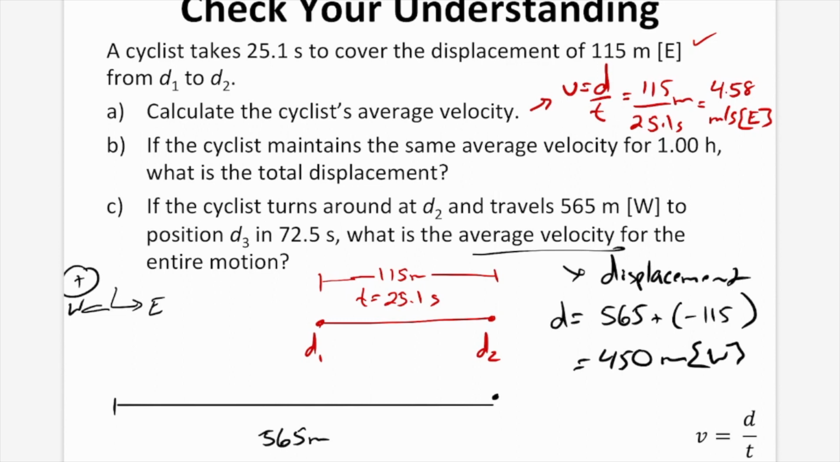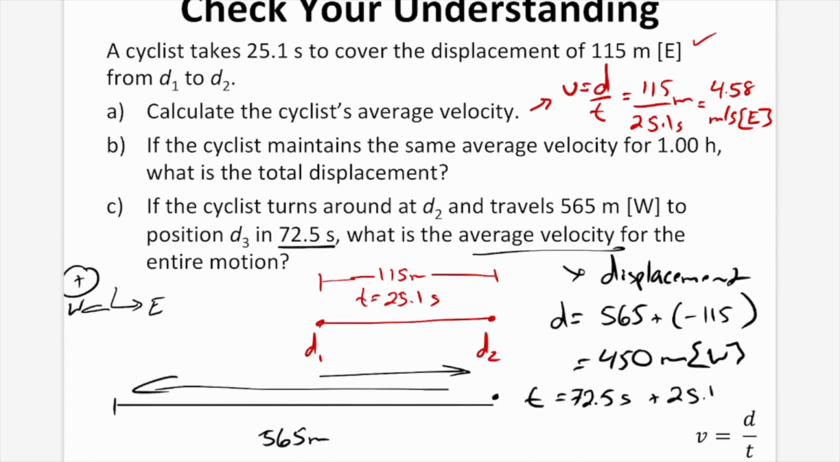Now the time to do this is 72.5 seconds, but that isn't the total time. We need to keep in mind that first he went east, then he turned around and went west. So the total time is going to be 72.5 seconds plus 25.1 seconds, and that equals 97.6 seconds. So now we're ready to do our answer.